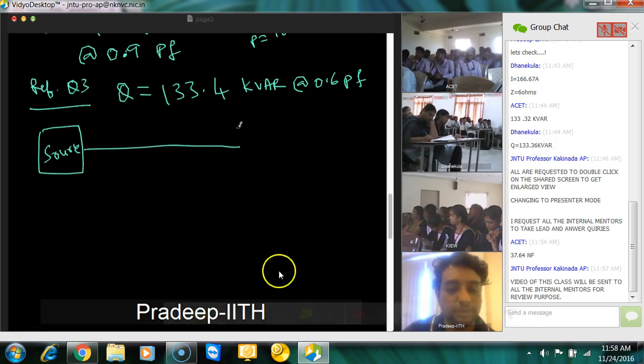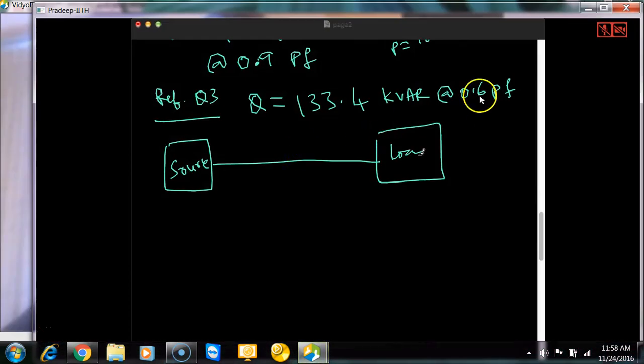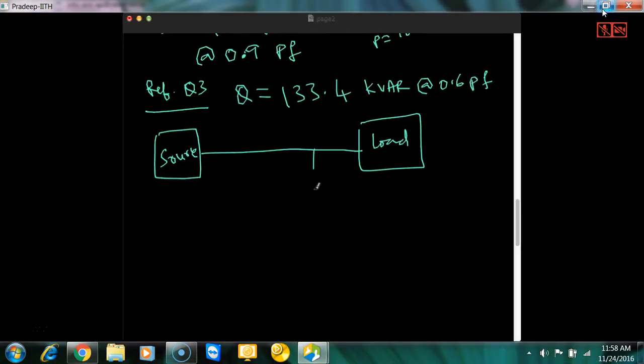Source is supplying to the load. In between, I am connecting a capacitor in parallel to the load. So the load is what? 100 kilowatt at 0.6 power factor. But if I view from the source side, it should appear as 100 kilowatt at 0.9 power factor.